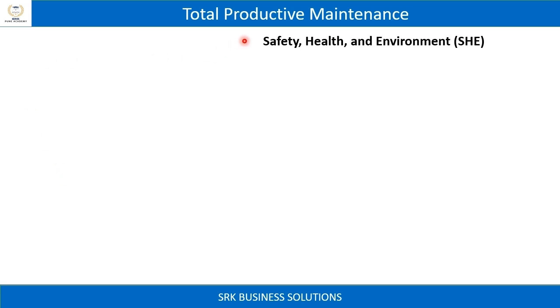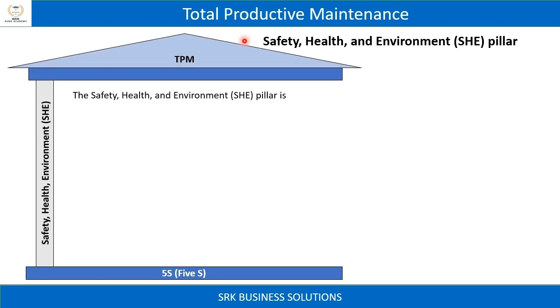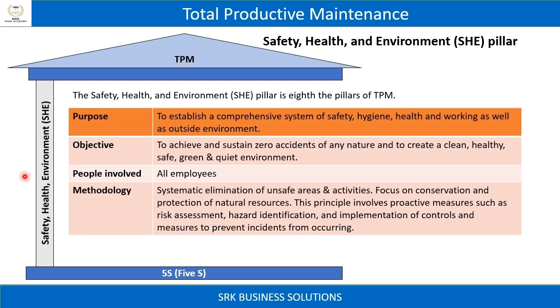Now the eighth and last pillar of TPM is safety, health, and environment, that is the SHE pillar. The purpose of the SHE pillar is to establish a comprehensive system of safety, hygiene, health, and working as well as outside environment. The objective of the pillar is to achieve and sustain zero accidents of any nature and to create a clean, healthy, safe, green, and quiet environment. All employees are involved in this pillar's activities.